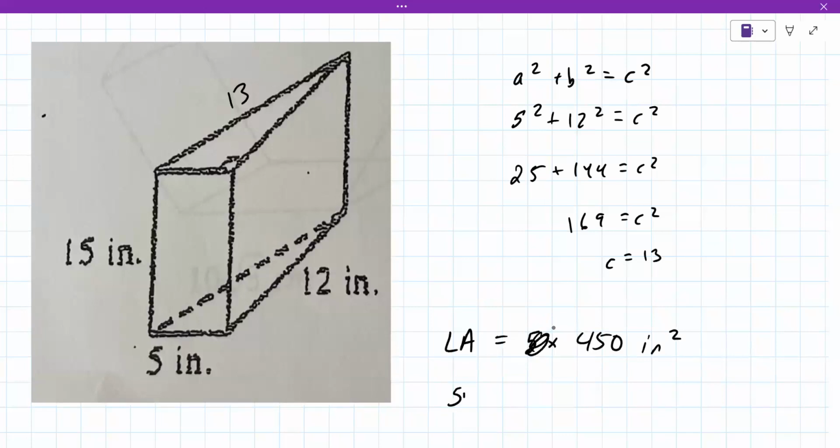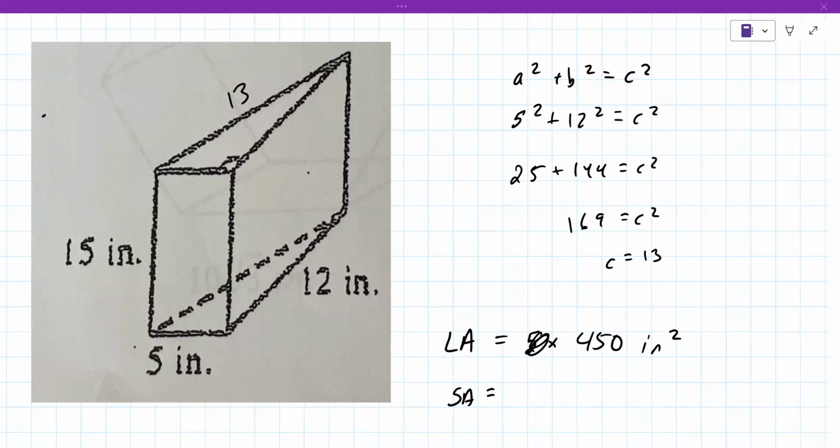So then the surface area, you're adding in the area of the triangles, top and bottom here. 5 times 12 divided by 2 plus 5 times 12 divided by 2. What does that become for the surface area? 12.